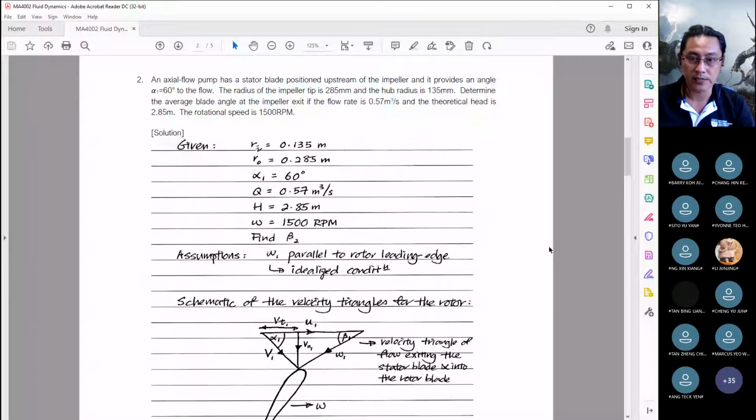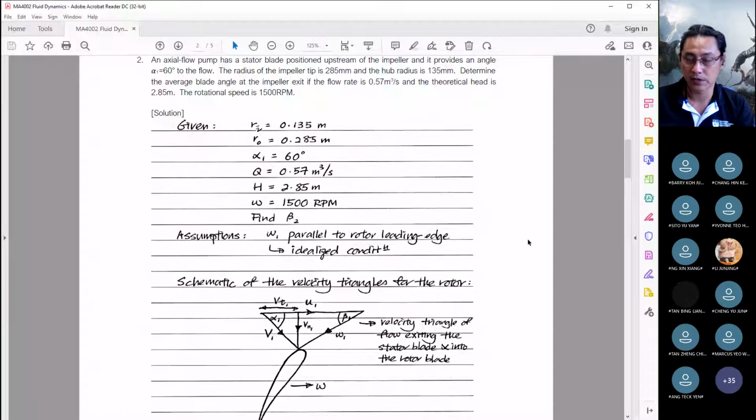Now, there are a few assumptions we have to make, because the question did not say either way. The first assumption is that the relative velocity component W1, that means at the inlet, is parallel to the rotor's leading edge. This idealized condition is pretty much like in question 1, whereby we're told that the water enters parallel to the pump shaft. To be honest, we don't need to make this assumption to still be able to solve the question, but just to make sure that everything is confirmed to be idealized, so to speak.